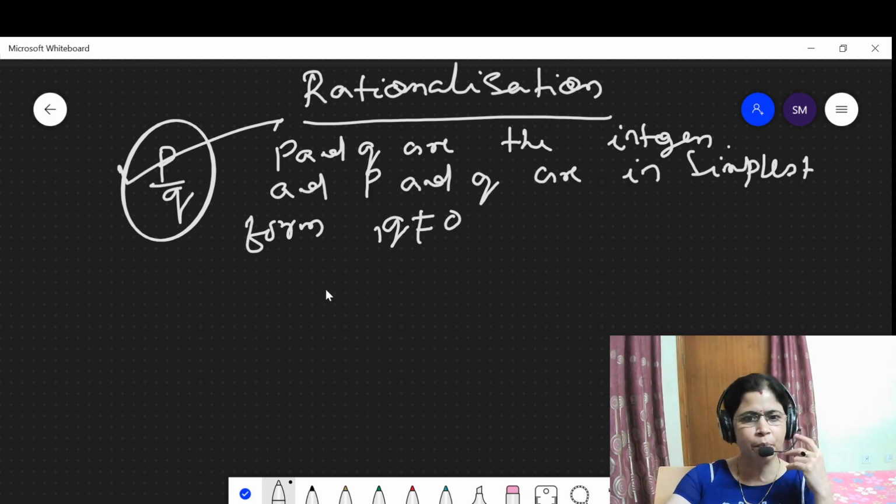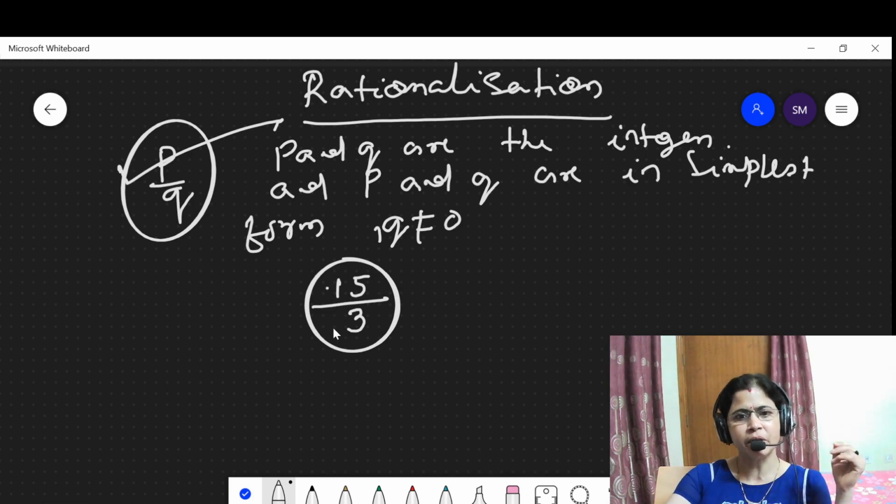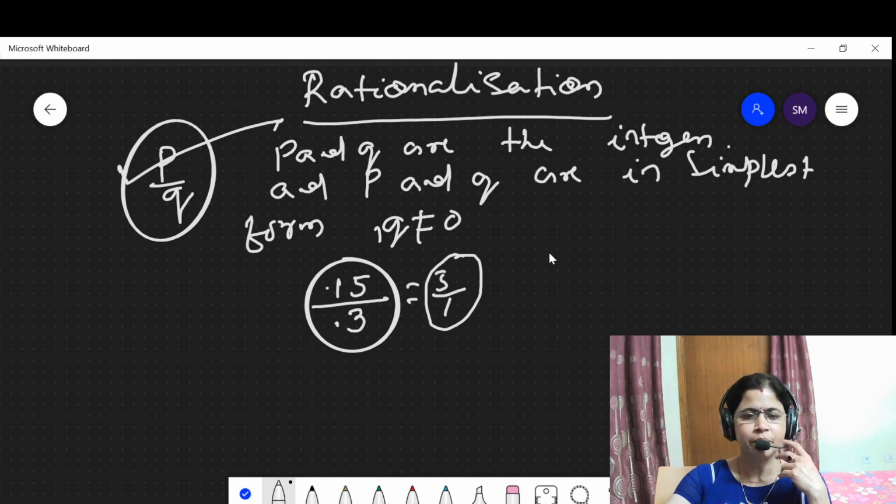What do you mean by simplest form? Suppose I say 15 upon 3. Is this in simplest form? No, because there is a common factor between 15 and 3. Which is the common factor? 3 is the common factor. This becomes 5 upon 1, which is in the simplest form. Those numbers are in simplest form which do not have any common factors.